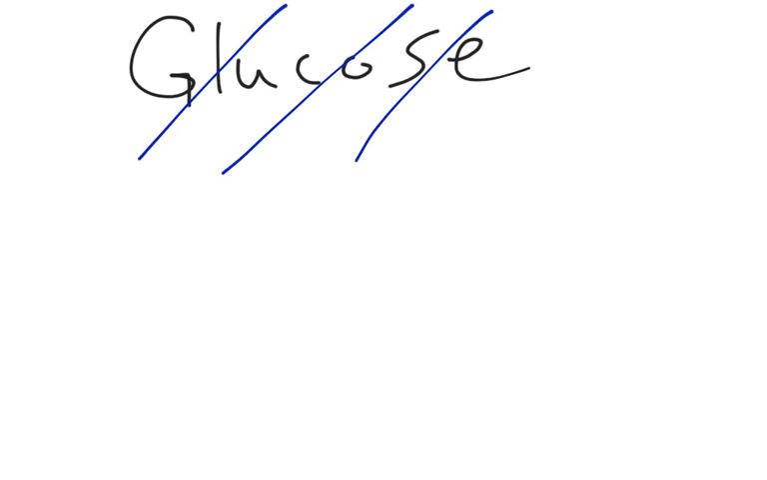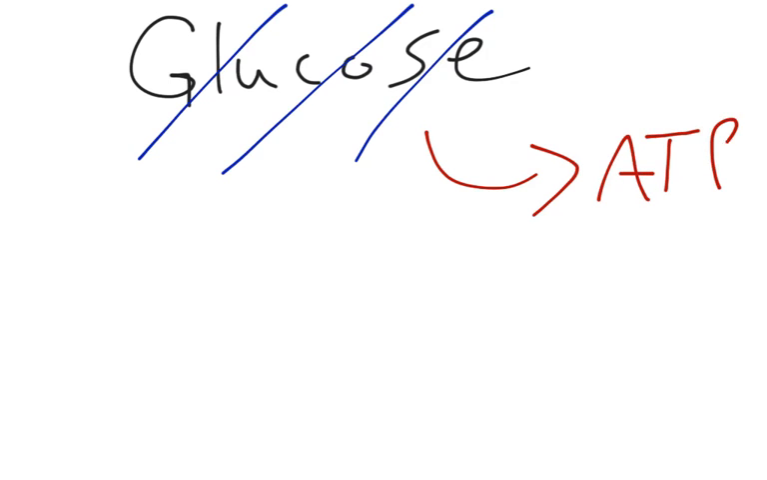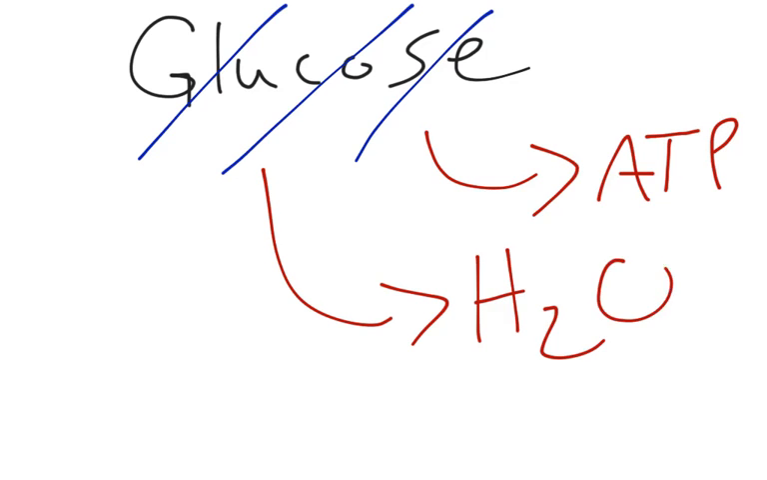Okay? And in the process of breaking glucose down, we're going to get ATP. Okay? And we're actually also going to get water. Okay? We're going to get water, which is where oxygen comes into play. So we're going to break down glucose, we're going to get ATP, which is our form of energy, and we're going to get some water. No. You'll see when we go more in depth. You'll see the water comes in at the very end. That's where oxygen comes into play.